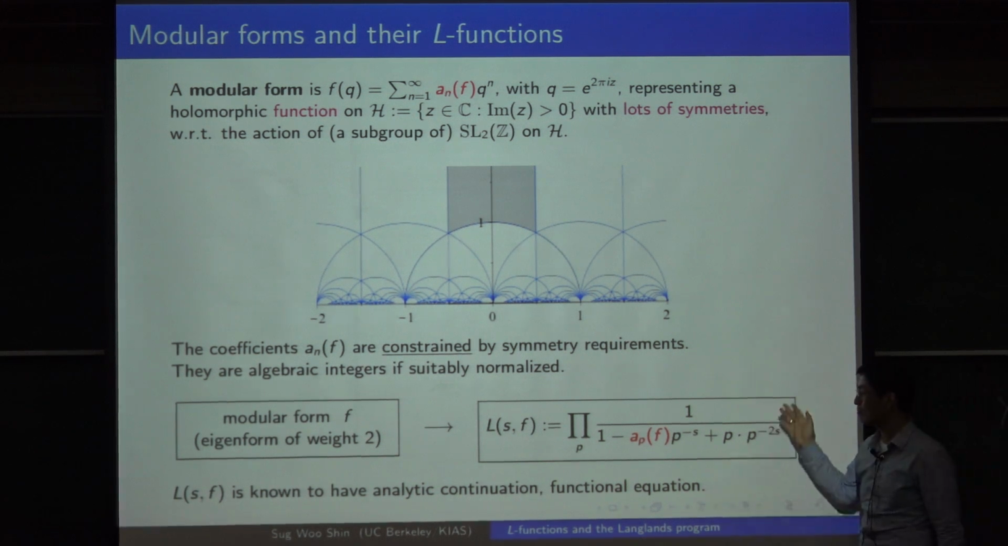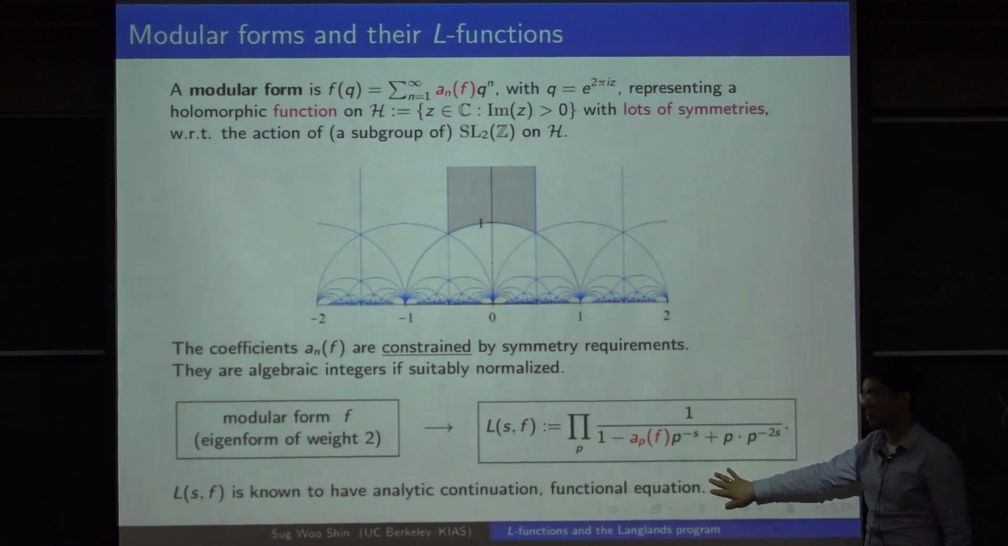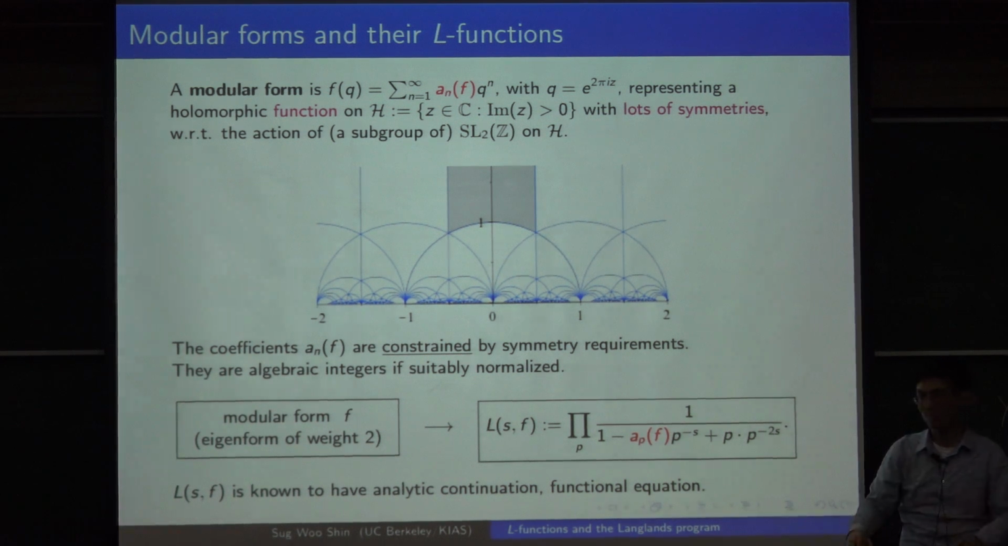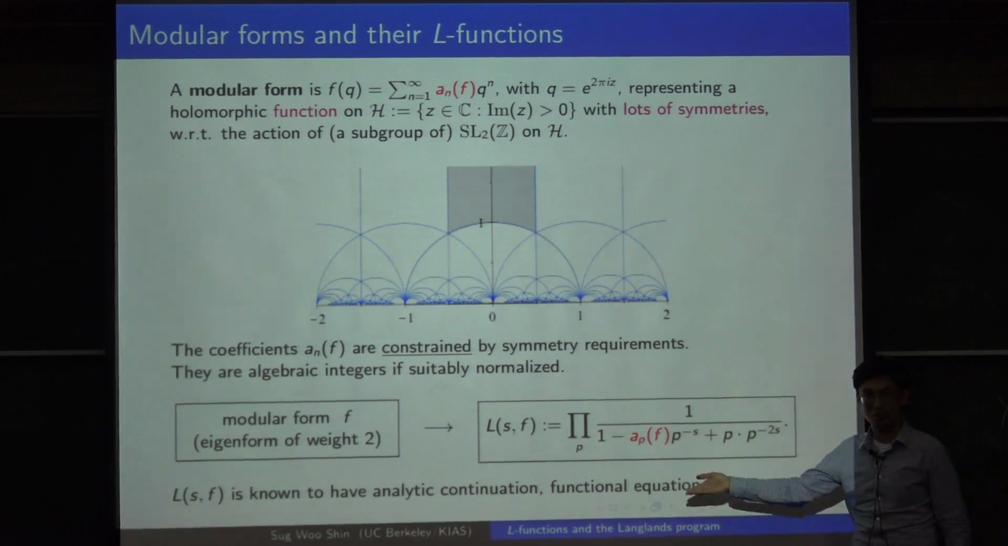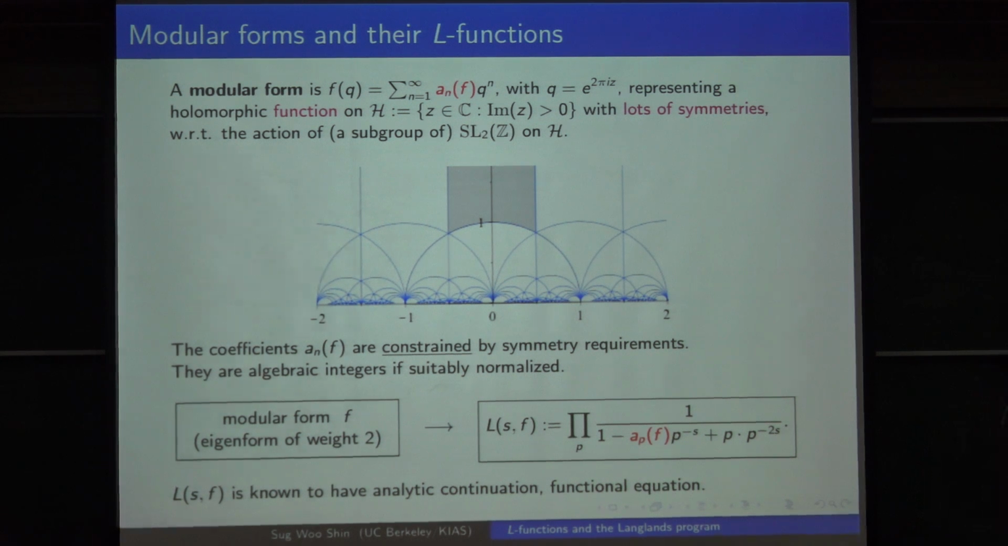But if you forget this definition for a moment, that's fine. One thing to remember, going back to our philosophy, this comes from an analytic object, and somehow it's easier to show, and it is indeed known that this L-function has analytic continuation and functional equation. And Euler product, by definition, or if you take a different definition, then you can prove it. Okay? So we've seen L-functions of elliptic curves and modular forms.